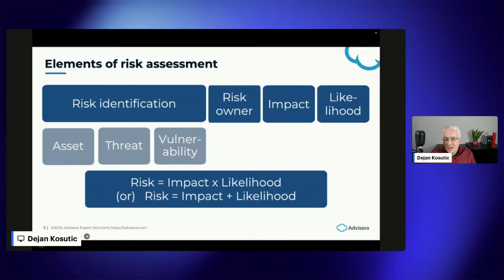And then the fifth element that is mandatory is that you have to determine the level of risk. The standard doesn't say how you calculate this or how you determine this, but the most common way to calculate the level of risk is that you multiply impact and likelihood. So let's say that your level of impact is 3 and level of likelihood is 4. 3 times 4, this is 12.